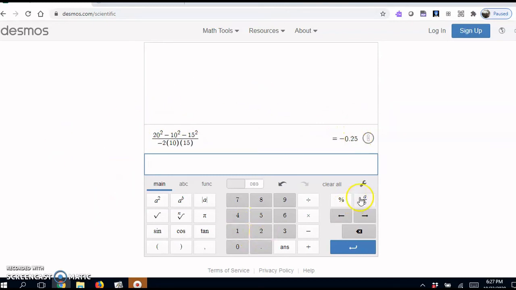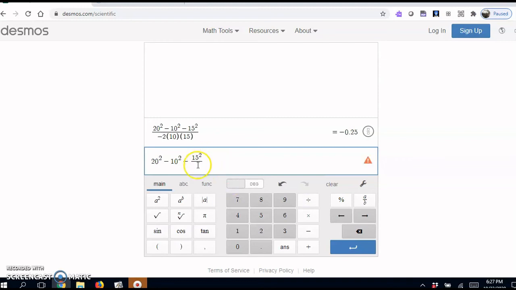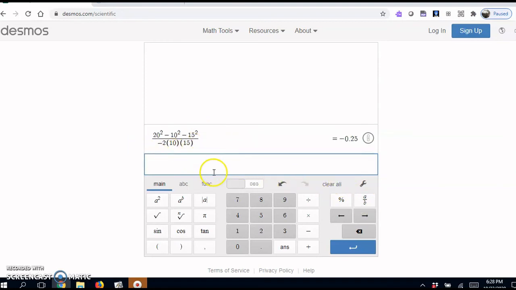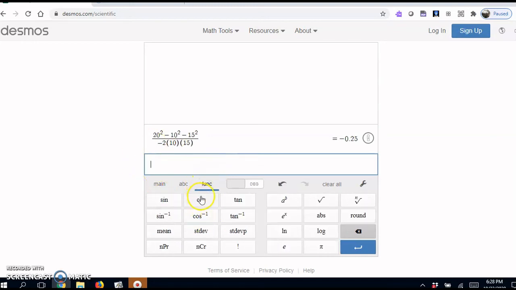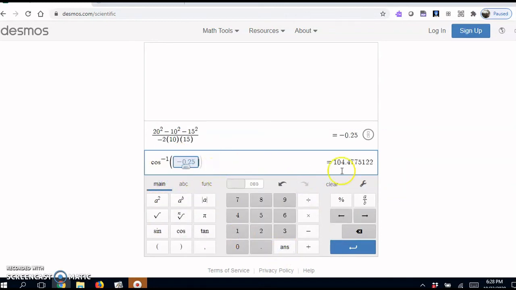Now, if I forgot to start with that fraction and I did 20 squared minus 10 squared minus 15 squared divided by, it only makes a fraction at that one. And that's no good. You want the whole thing to be a fraction. So that's why I'm saying don't do it this way. Start with that fraction first. Then make sure you're doing inverse cosine when you're doing law of cosines. So inverse cosine of the answer, like I said, it'd be obtuse, 104.